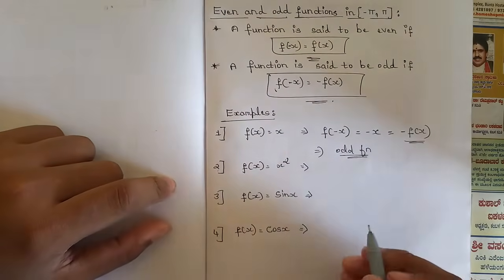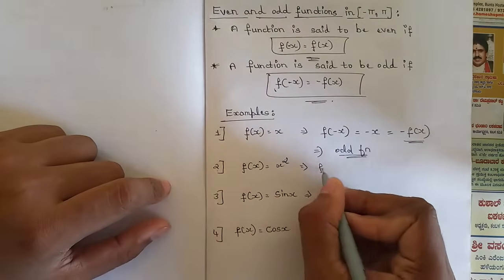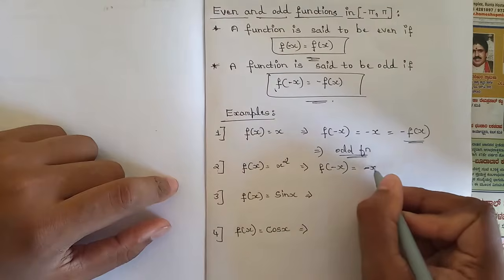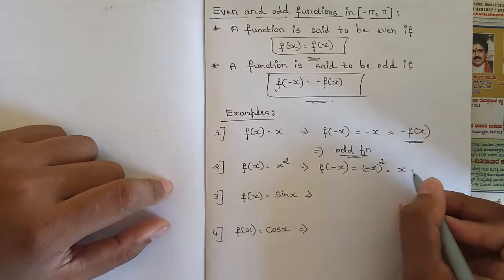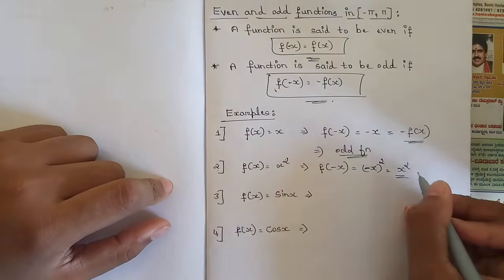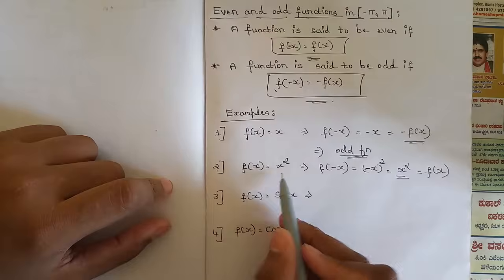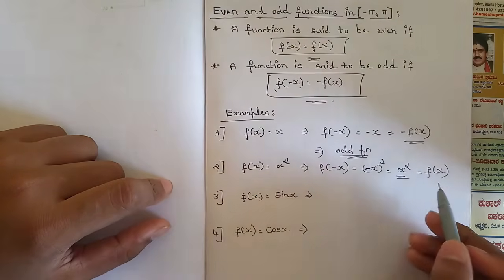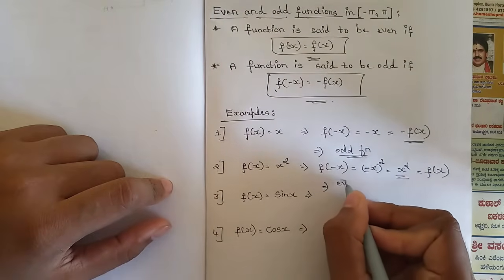Let's see the second example. f of x equal to x square. Same thing. f of minus x equal to minus x the whole square. This becomes x square, which is equal to f of x. The given f of x, and we have simplified this f of minus x, which is equal to f of x. So we can say that this is an even function.